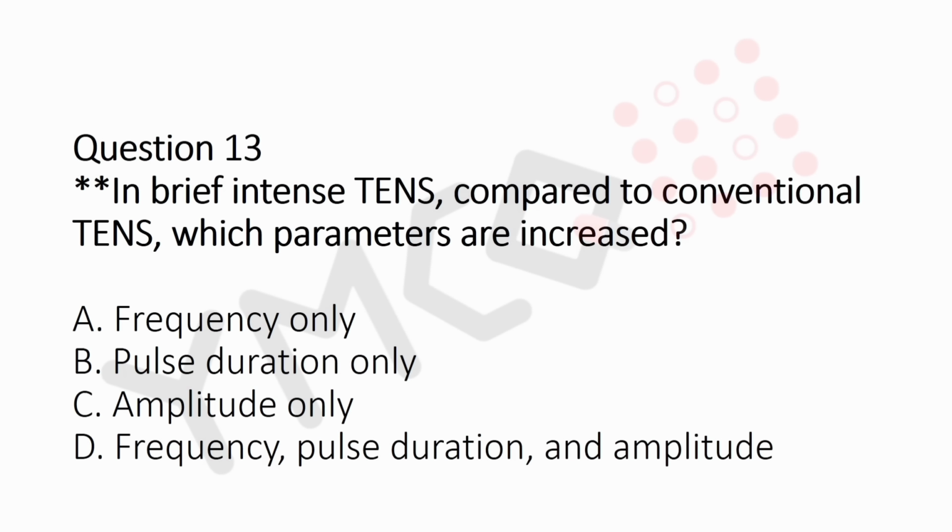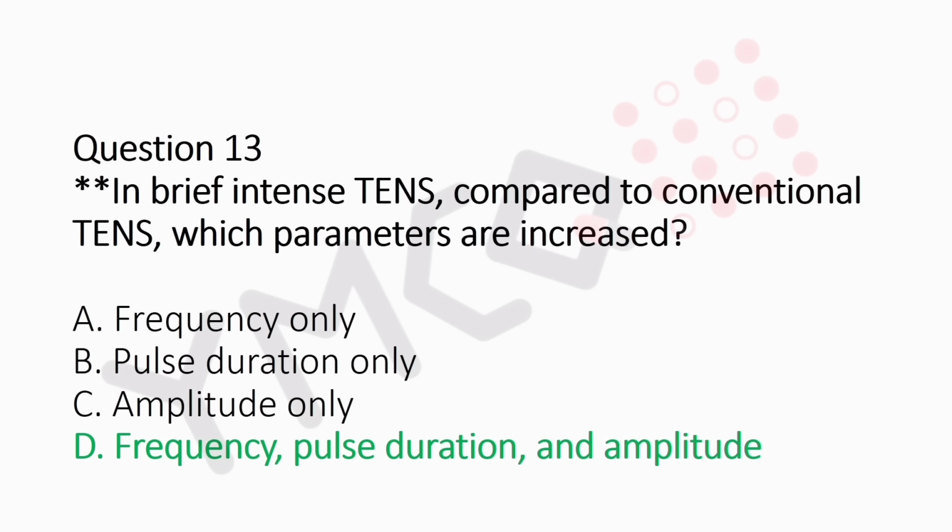For the brief intense TENS compared to conventional TENS, which parameters are increased? Option A, frequency only. Option B, pulse duration only. Option C, amplitude only. Option D, frequency, pulse duration and amplitude. And the answer is option D, frequency, pulse duration and amplitude. Now let's move to question number 14.